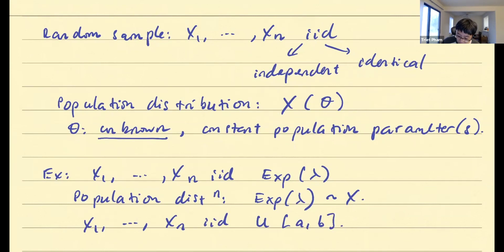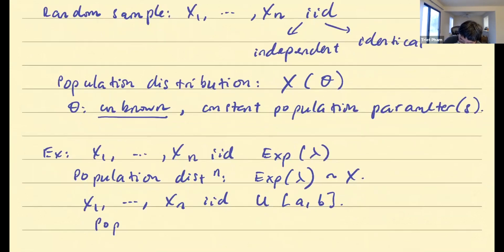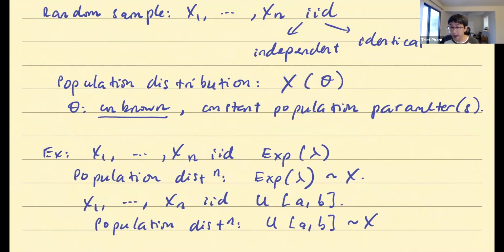Okay, so the population distribution is uniform (A, B), and A and B are the unknown parameters. So there are two unknown parameters, A and B. And again, it depends on the context and the assumption, right? So this exactly is the part referred to as the model, the model of the problem.